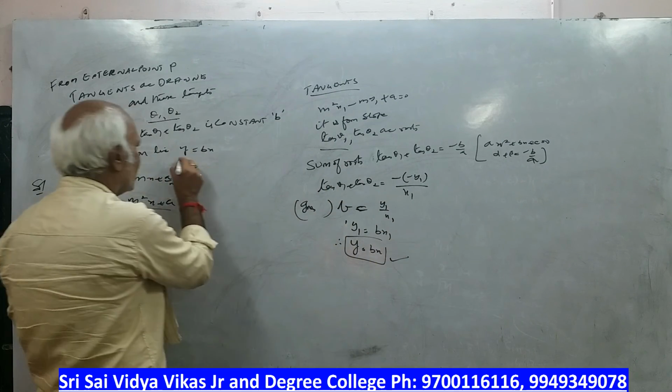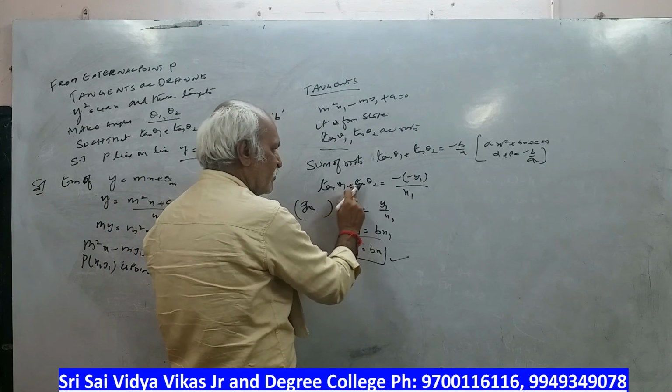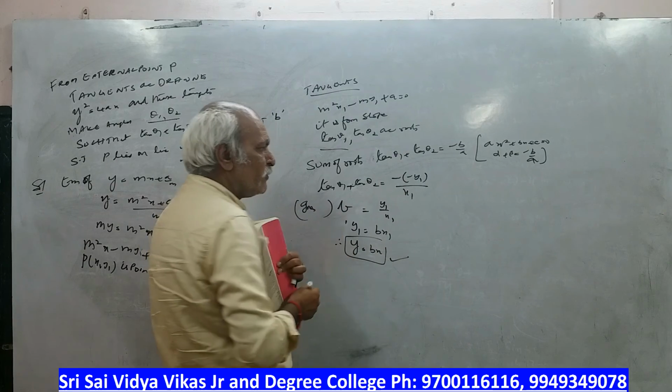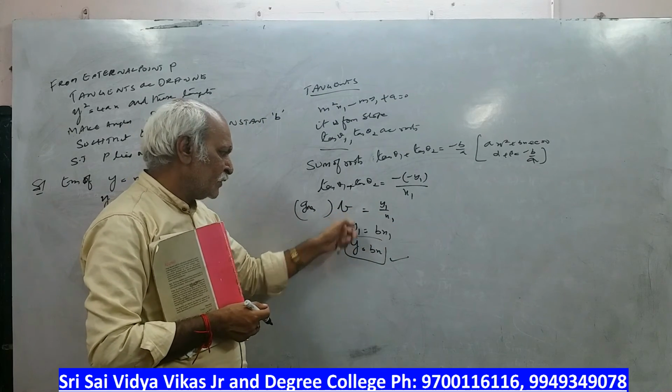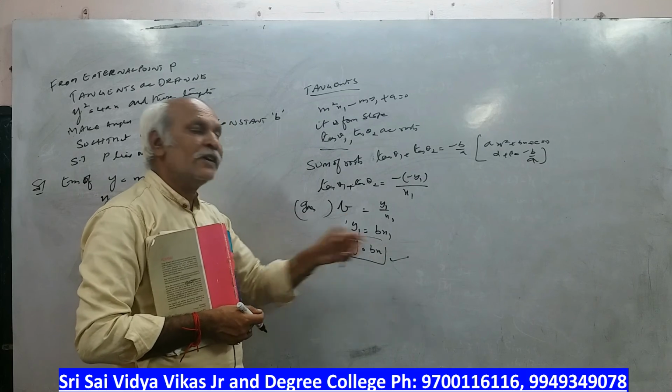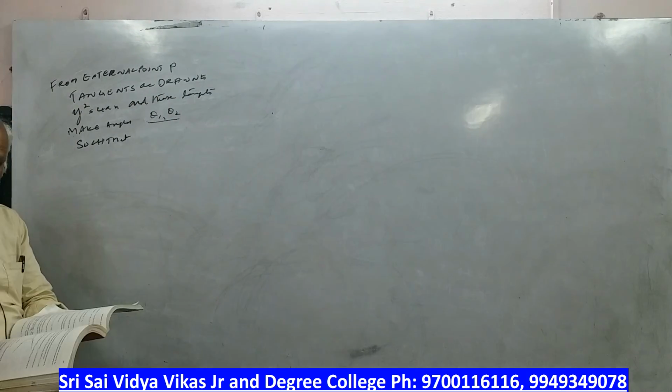This is what is asked to prove. So here, what is important is tan theta 1 plus tan theta 2 is equal to minus of minus y1 by x1. So b is equal to y1 by x1. So therefore y1 is equal to bx1. Therefore y is equal to bx, which is asked to prove. Okay, please note on this.